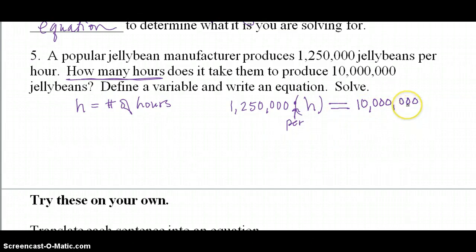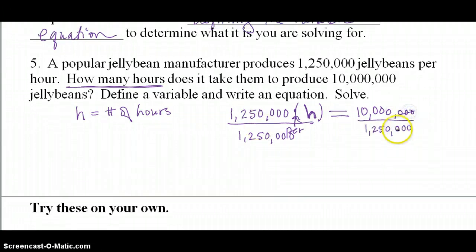Alright, we haven't reviewed solving equations, but we're going to start working on solving equations. To isolate the H here to get it by itself, I need to undo multiplication. So I will divide both sides by 1,250,000. And we will simplify, canceling out our zeros. So we have 1,000 divided by 125. All of these cancel. And so H equals 8. So the answer is 8 hours. It'll take them 8 hours to make 10 million jelly beans.